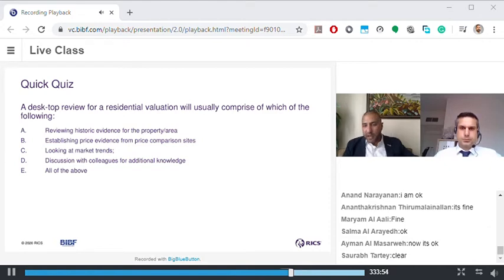So I don't know why I have a test here. Quick quiz. So let's try this out. Does anyone have any guesses to the answer to this question? A desktop review for a residential valuation will usually comprise which of the following? The desktop review is the step that's before the inspection.